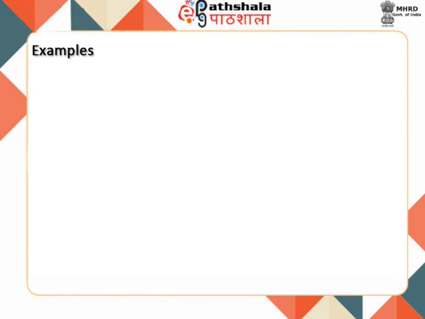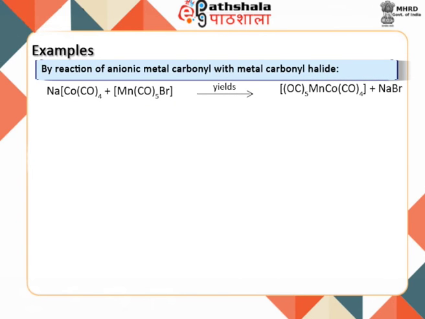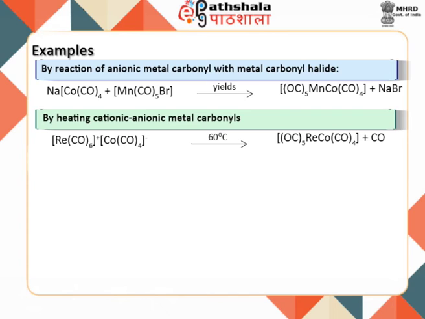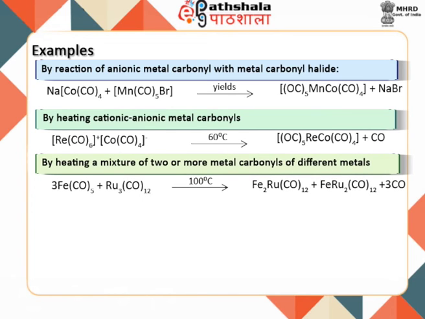And the examples are: first, anionic metal carbonyl reactions are generally carried out in tetrahydrofuran solvent, in which sodium carbonylates are soluble. In the second, a cationic anionic metal carbonyl containing different metals is heated up to a suitable temperature. A heteronuclear metal carbonyl is formed with the loss of carbon monoxide. Third is when a mixture of two or more metal carbonyls is heated to a suitable temperature. A heteronuclear metal carbonyl is formed with loss of carbon monoxide.